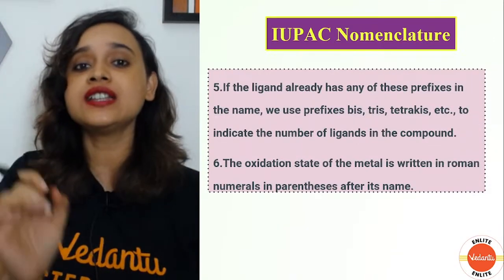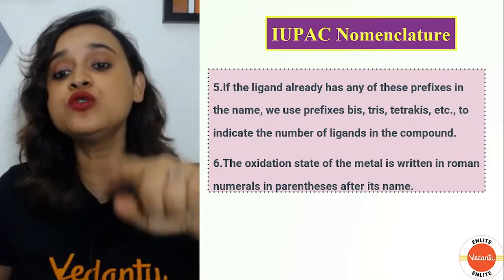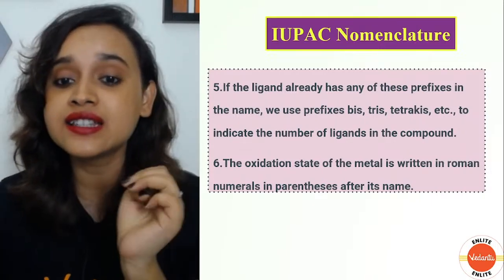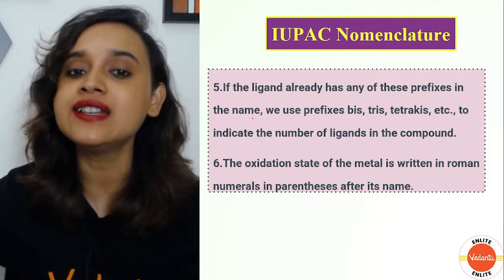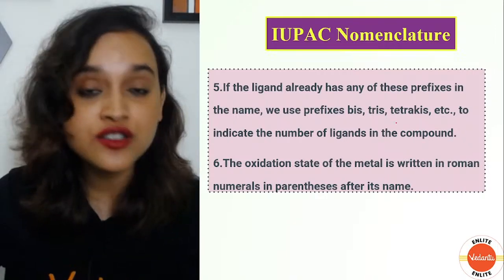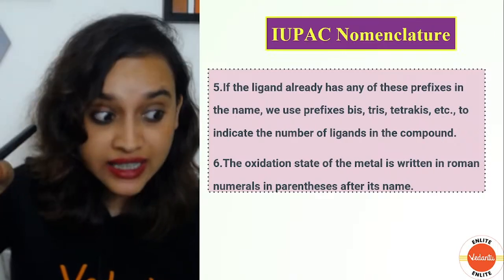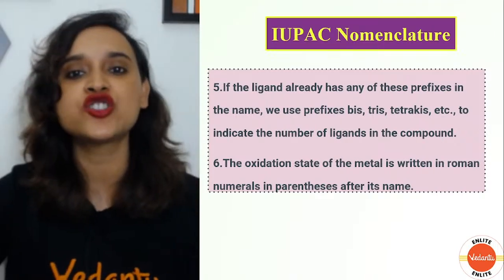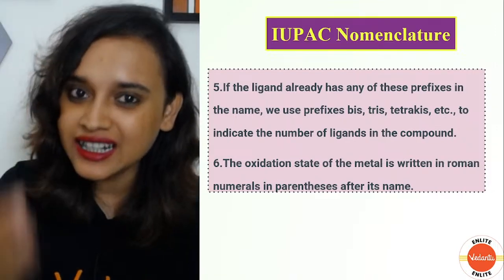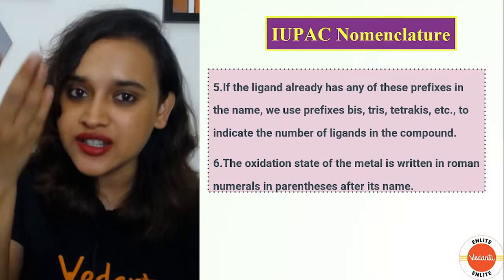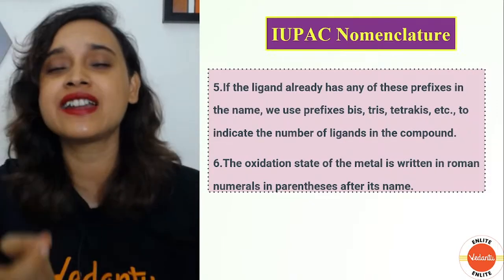Now the fifth rule is, if the ligand already has any of these prefixes in the name, we use prefixes bis, tris, tetrakis, etc. to indicate the number of ligands in the compound. Basically, bis, tris, tetrakis, all of these come with the complex ligands like ethylenediamine. Do you remember ethylenediamine? With that, you will write bis, tris, tetrakis, because di is already there. Do you see that in the ligand, the di is already there? So instead of using di again, what will we write? Bis, tris, tetrakis.